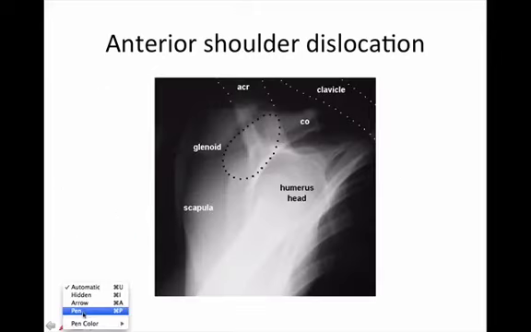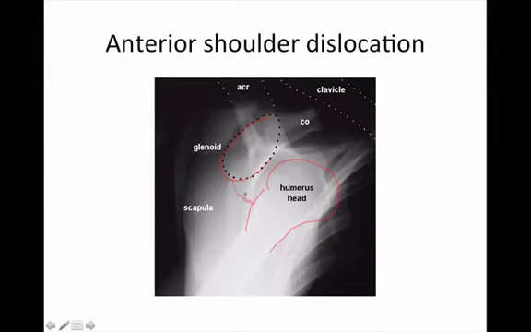Okay, so here's an x-ray. Now what we're looking at here is, you can see the glenoid fossa is right here and the humeral head is completely dislocated in an anterior fashion, so it's moved forward. Right? That's your anterior shoulder dislocation.